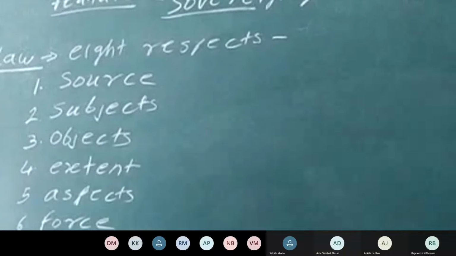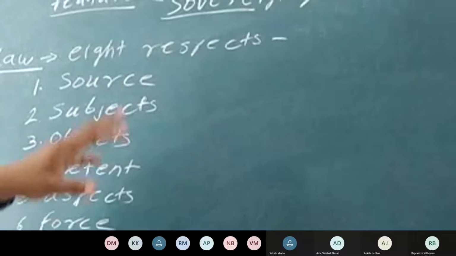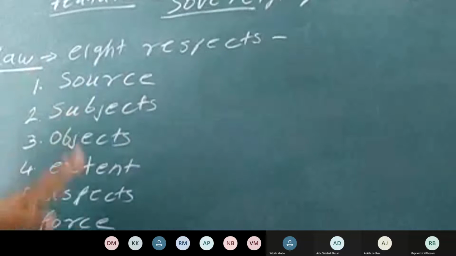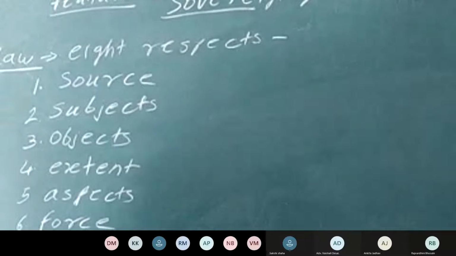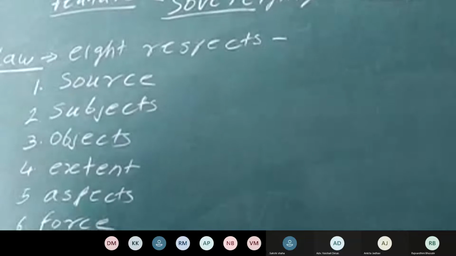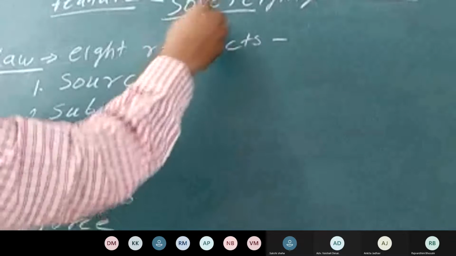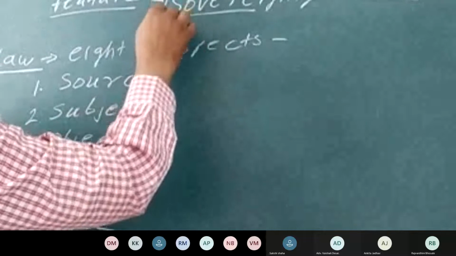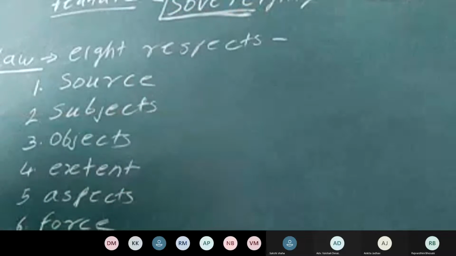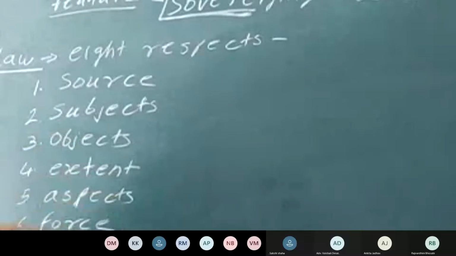In natural law, the source is not very clear, the source is abstract, and therefore it is considered an abstract theory of law. Natural law theory is an abstract theory of law, whereas the imperative or positive theory says that the law has a definite source and definite force.